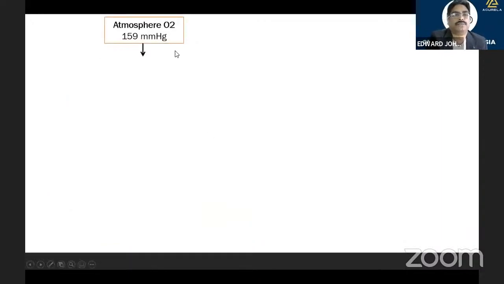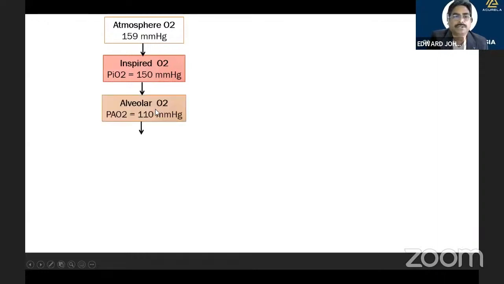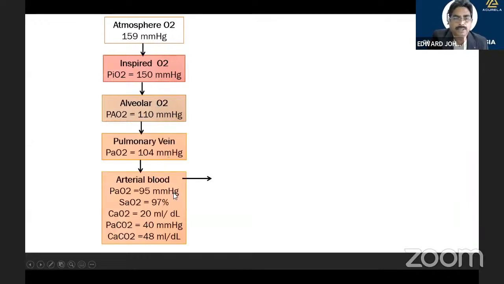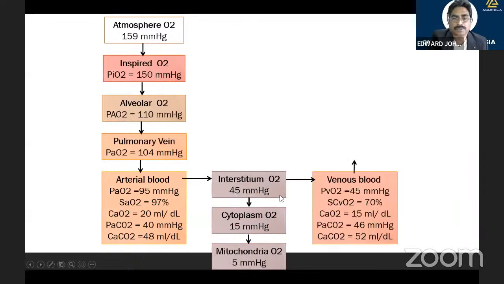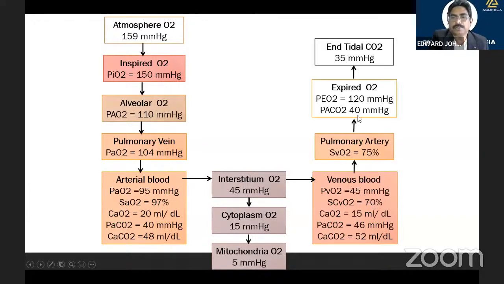So far we have learned that the atmosphere contains 160. The inspired oxygen concentration, due to the dilution by water vapor, becomes 150. Then alveolar, due to dilution by the expired carbon dioxide, it becomes 110. Then pulmonary vein, then we come to the arterial blood and tissues. From the tissues, the venous blood contains 15 ml of oxygen at 70% saturation, and it goes to the pulmonary artery, then expired gas into the atmosphere.